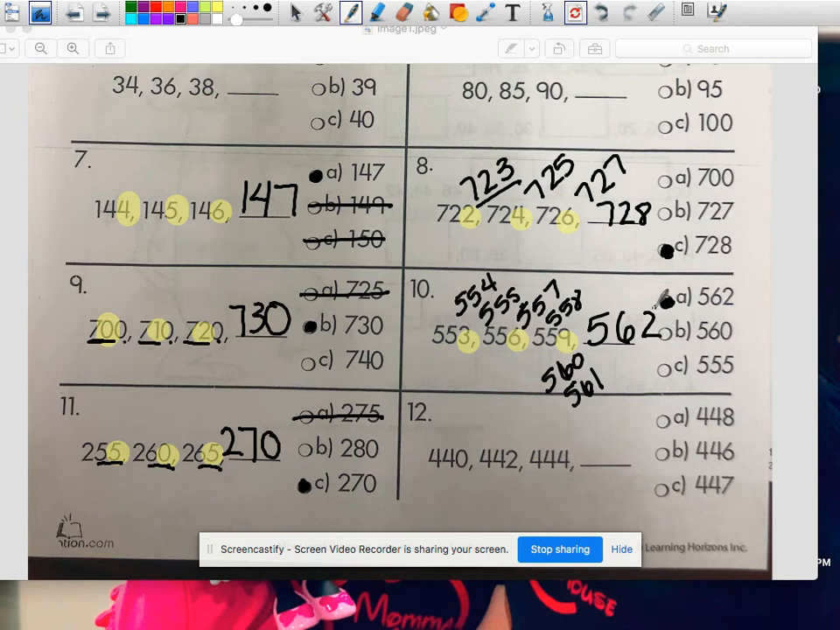We also talked about if I'm getting bigger, I can't be getting smaller. So like 555 should be easily eliminated because it would be right in here. I can't go small, big, and then back small.